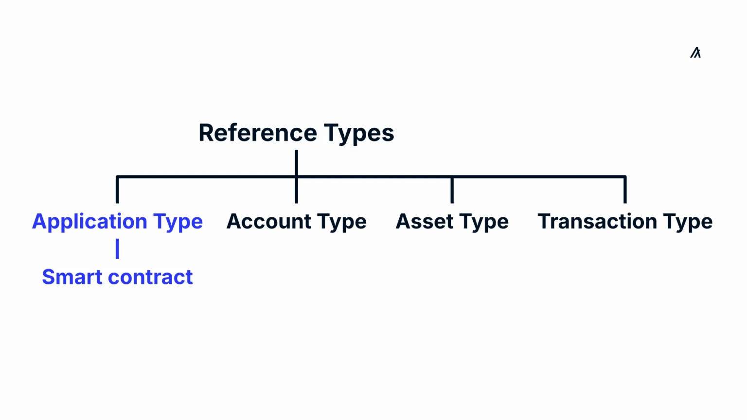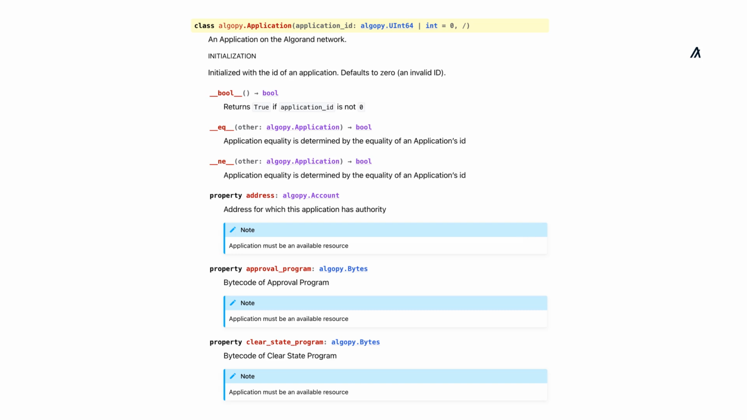The application type is one of the reference types that represents an application, so a smart contract, and it is backed by a UInt64 ID. To use the application type in your contract, you need to import it from the AlgoPy module like this. The application reference type has various application-related properties that can be accessed from the type. Let's take a look at a couple of them.